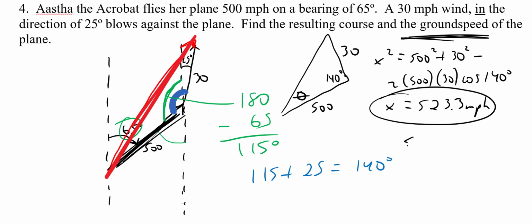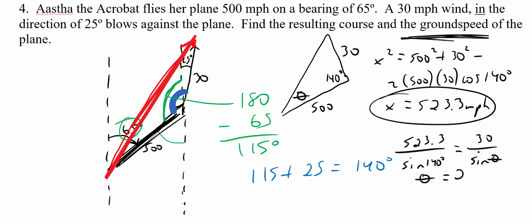So anyway, we get 523.3, which is stored in your calculator, over sine of 140 is equal to 30, which is the opposite side, over sine of theta. So again, cross multiplying, theta comes out to be 2.1 degrees. Okay, and then we said we're subtracting, it's less of an angle. So our resultant course is going to be 65 degrees minus 2.1, which is 62.9 degrees. And that is our new bearing.